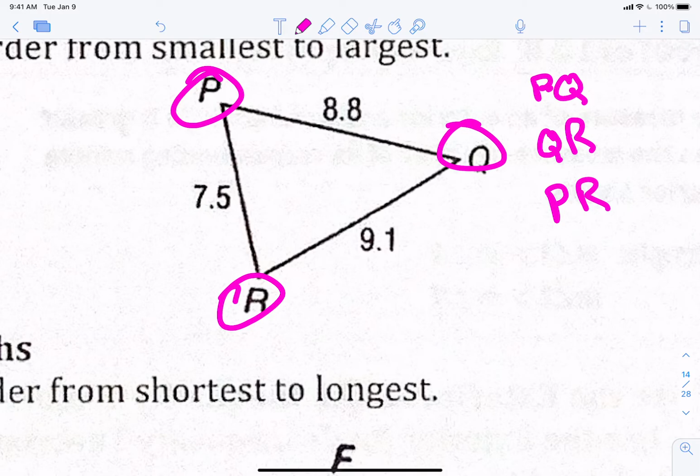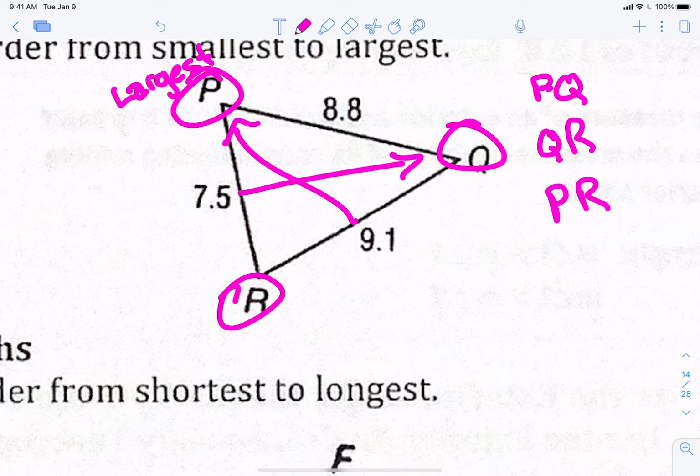The side that is the largest side is opposite the largest angle. So which angle is the largest? P, because it's opposite 9.1. Which one is the smallest? Q, because it's opposite 7.5. Which one's the middle? The middlest.